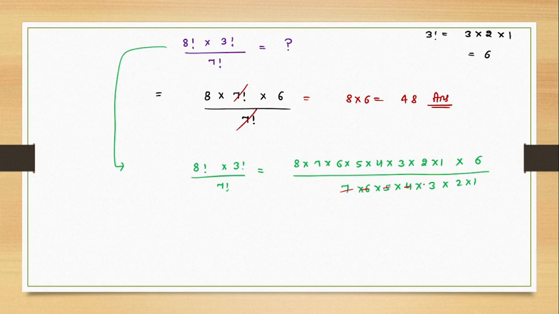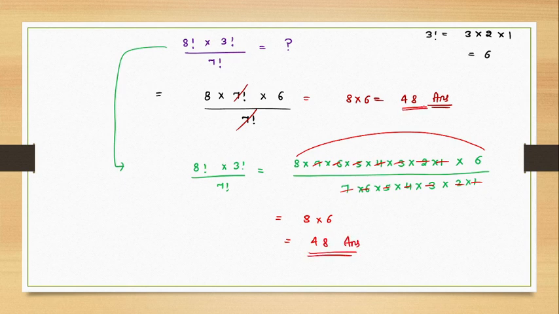7, 6, 5, 4, 3, 2, 1. All these factors will be cancelled. Then what will be the remaining factors? 8 multiplied by 6 means 48, and in the same way we have found our answer 48.